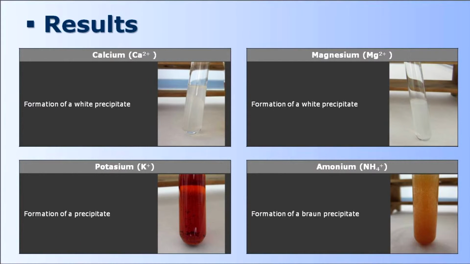In investigation of calcium, the formation of a white crystalline precipitate denotes the presence of calcium. In the investigation of magnesium, the formation of a white crystalline precipitate denotes the presence of magnesium. In the investigation of potassium, the formation of a white crystalline precipitate denotes the presence of potassium. In the investigation of ammonium, a precipitate will appear, and depending on the color, from brown to yellow, it will indicate a higher or lower presence of ammonium.